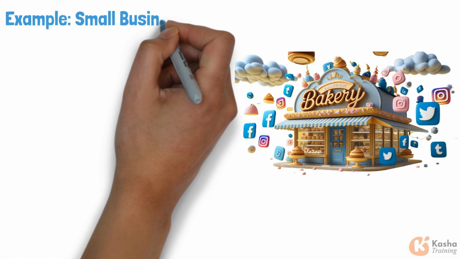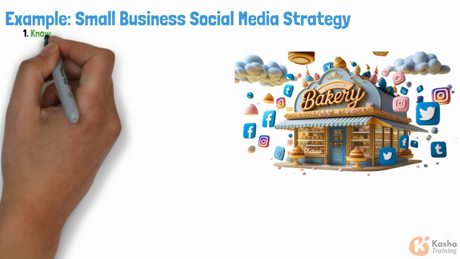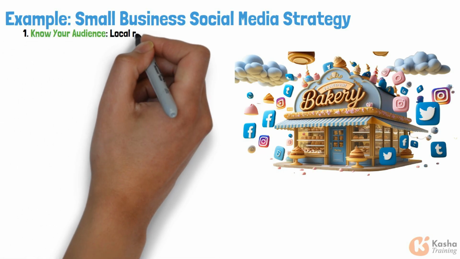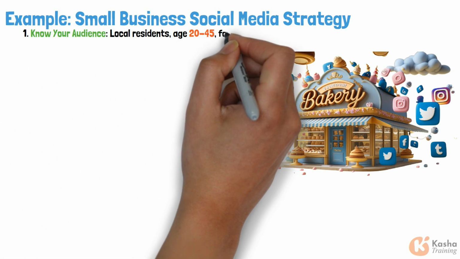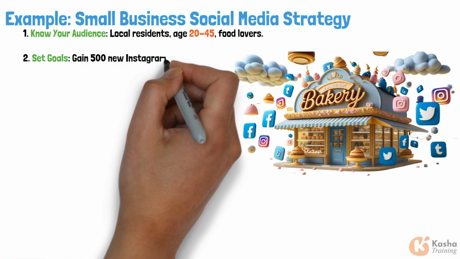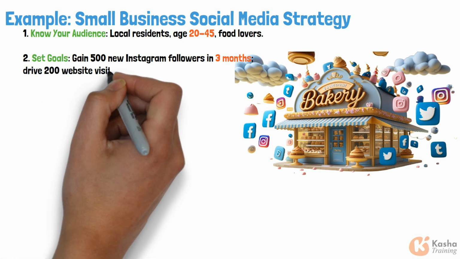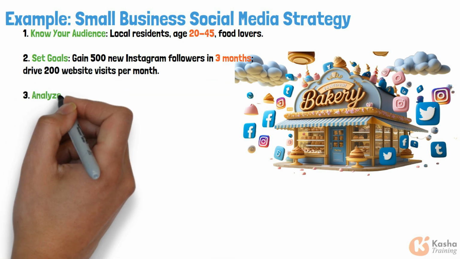Example: small business social media strategy. Let's say you run a local bakery. Here's how you might approach social media marketing. 1. Know your audience. Local residents, age 20 to 45, food lovers. 2. Set goals. Gain 500 new Instagram followers in 3 months. Drive 200 website visits per month.